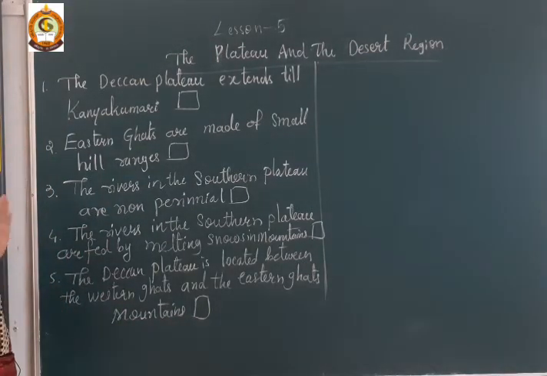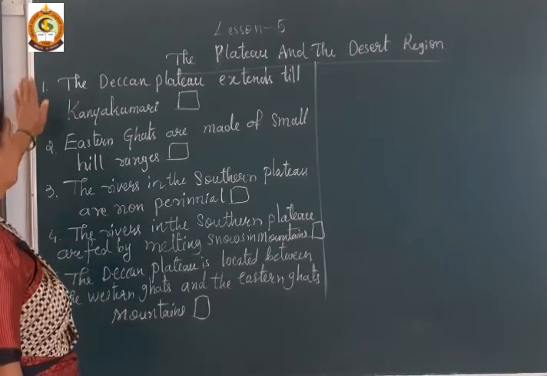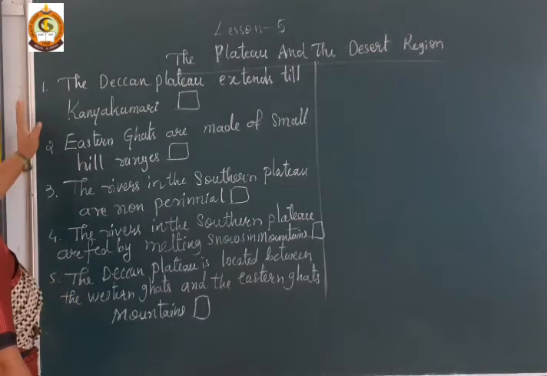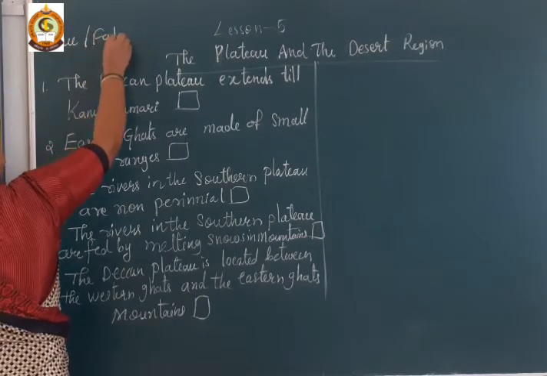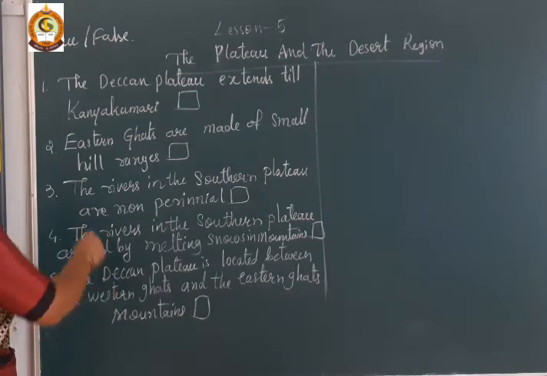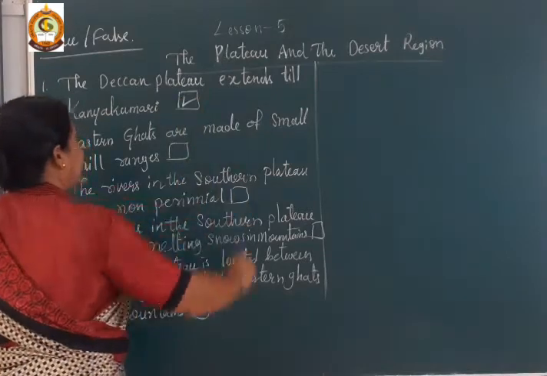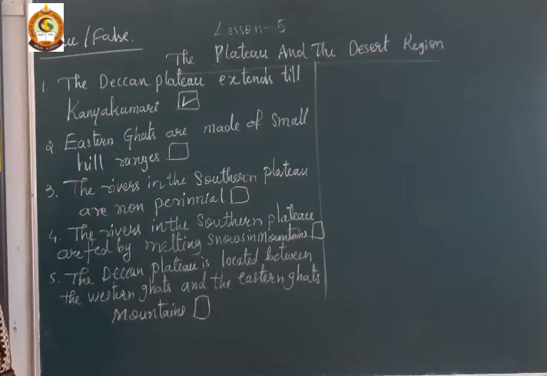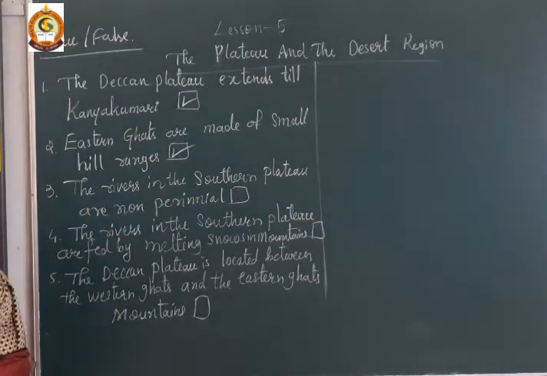Now I will read the sentences one by one and say which sentence is right or wrong. Okay, dear student? The first one is, the Deccan Plateau extends till Kanyakumari. Dear student, this is the true or false. The Deccan Plateau extends till Kanyakumari. Yes, this is a right sentence. Second sentence, Eastern Ghats are made of small hill ranges. Yes, this is a right sentence.